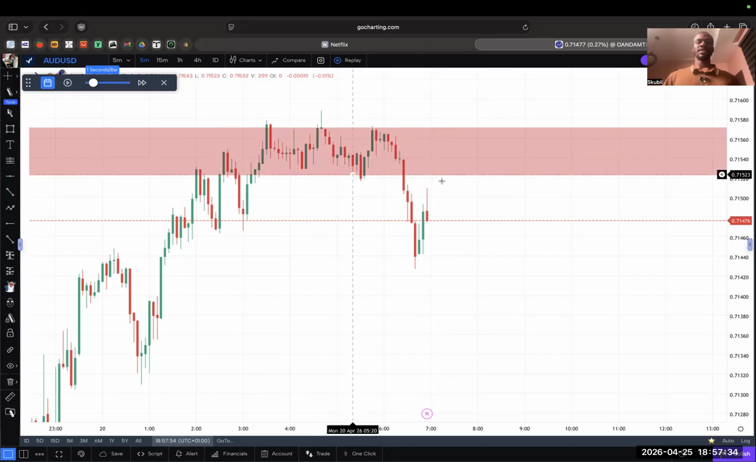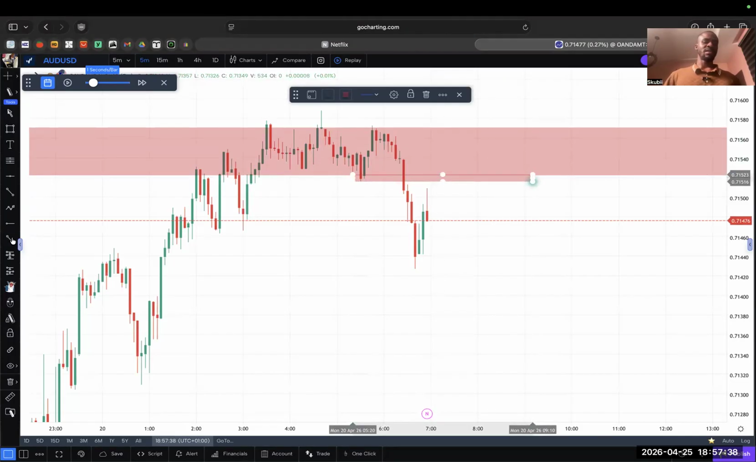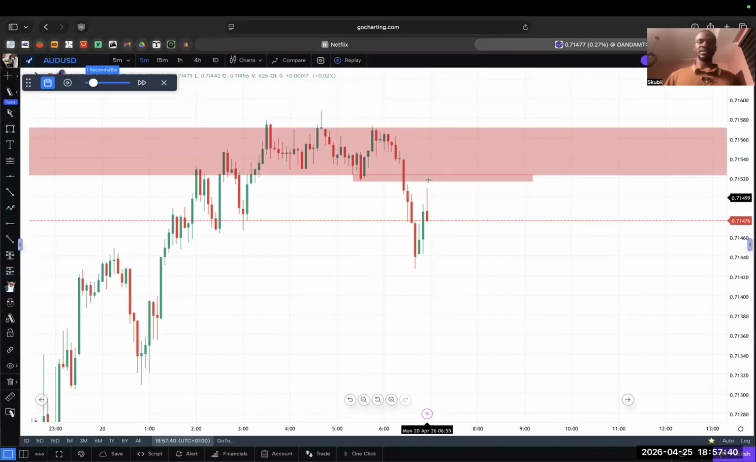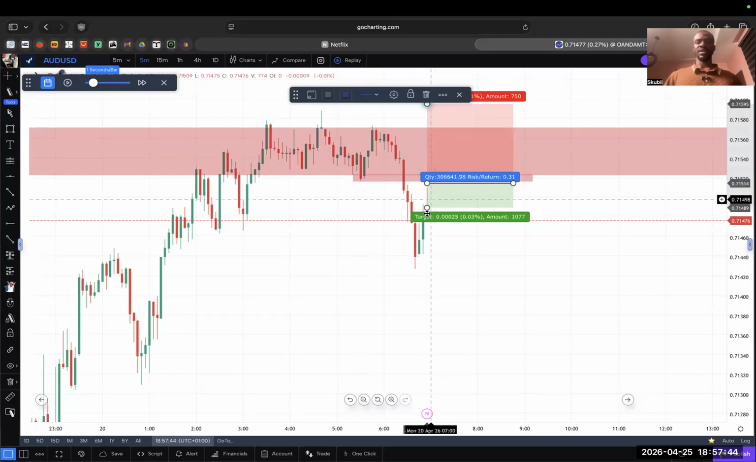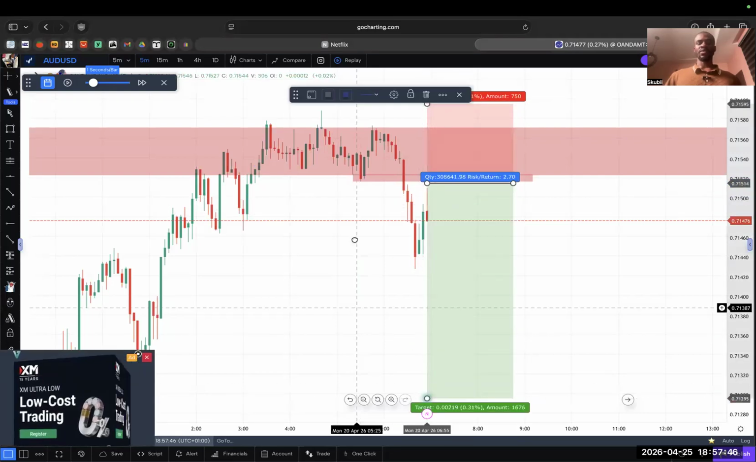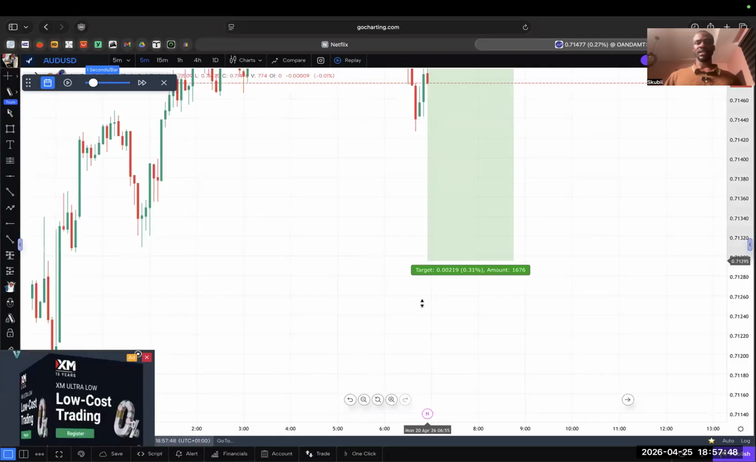Sell limit here, entry here. Do you understand? This was what I was looking out for basically. Something like this. Sell, stop loss slightly above here, and then we target the 1 hour low, which was down here. Something like this.